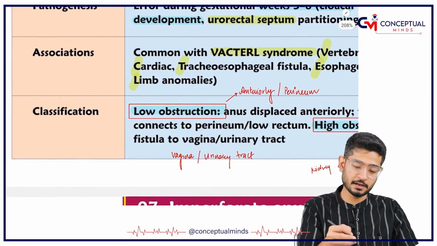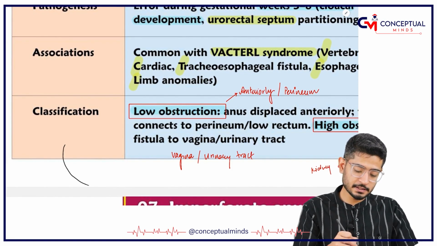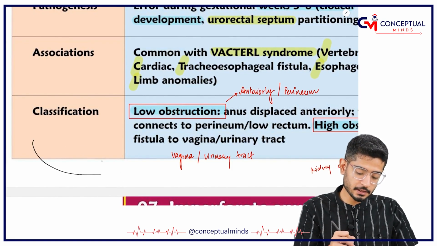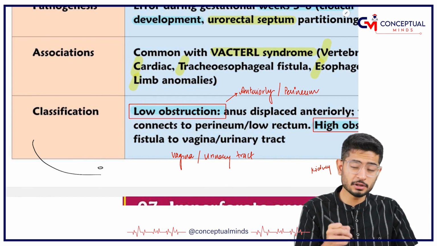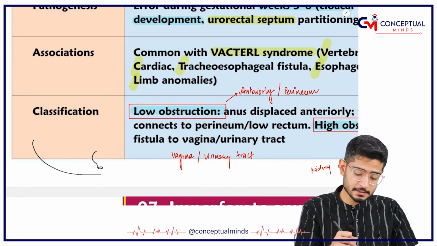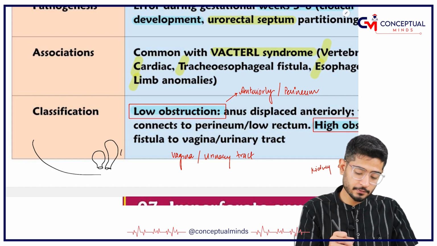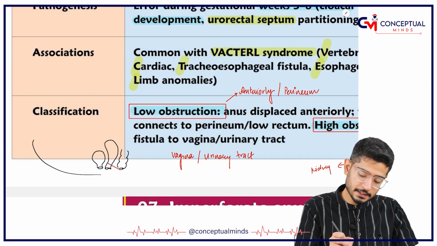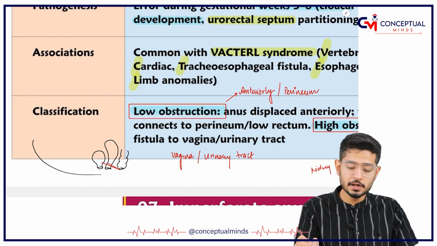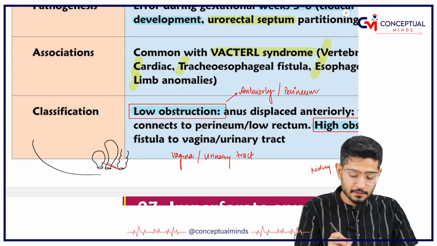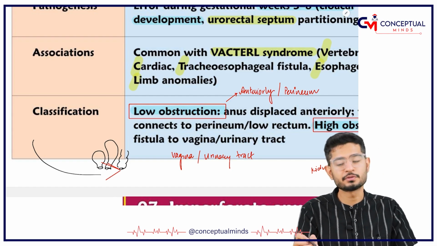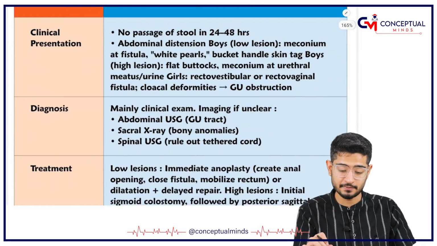If I make this diagram to show you, please understand that this is your perineum. In the perineum you have some openings: this is the bladder opening, then you have the uterine opening, then you have the bowel opening. If the fistula is going to the higher ones, these are high lesions, whereas if it is connecting to the perineum, this is the low one. So this is the classification.